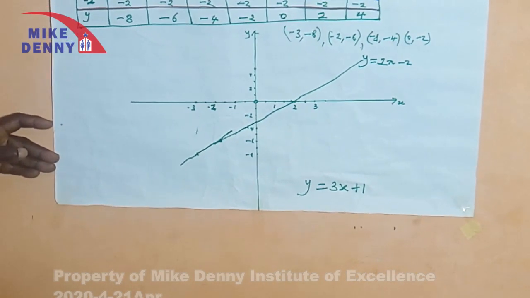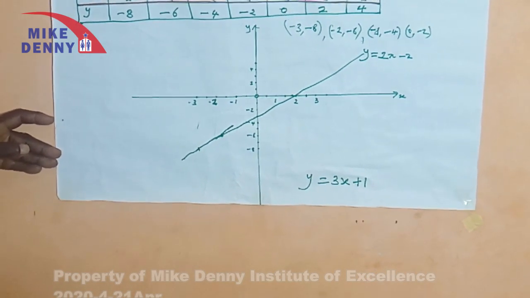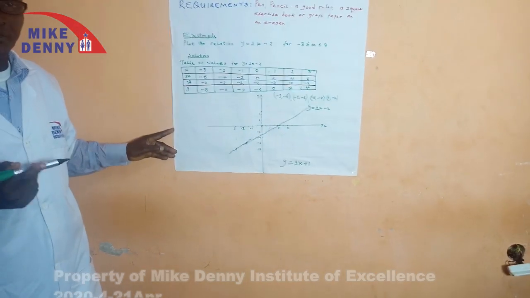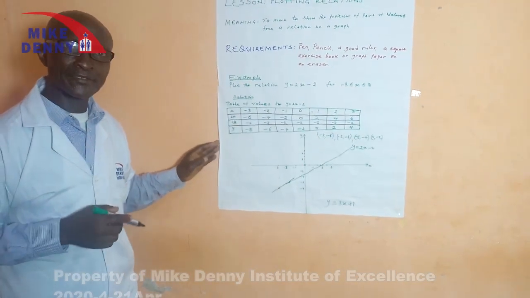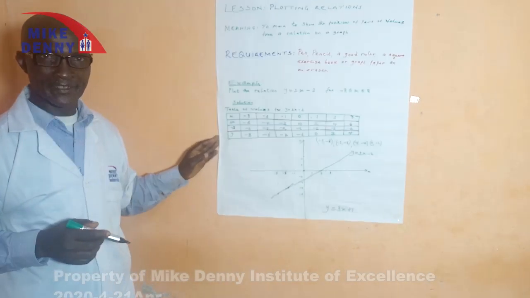If you're having difficulties, don't be discouraged. That's part of the learning. That's how it should be. When you have difficulties, go over the work, and then you will likely correct your mistakes.